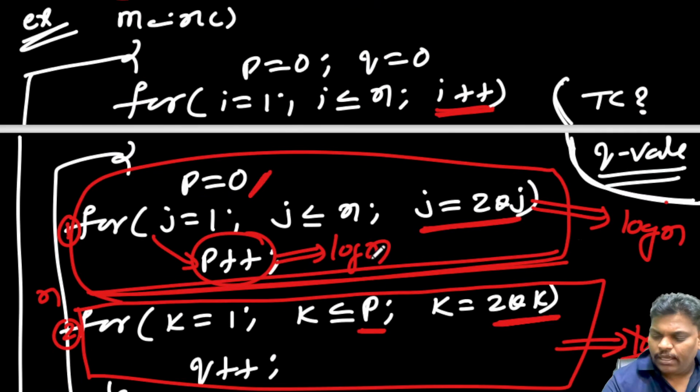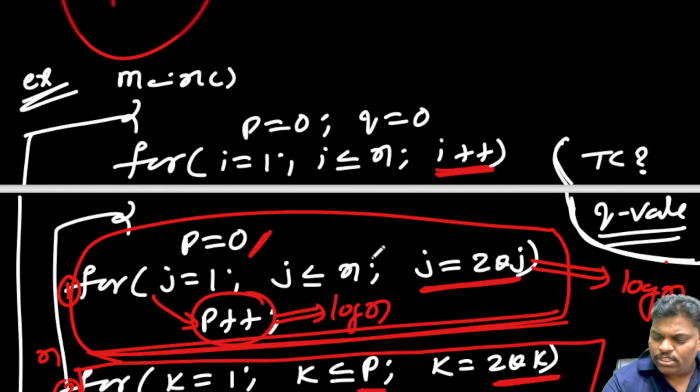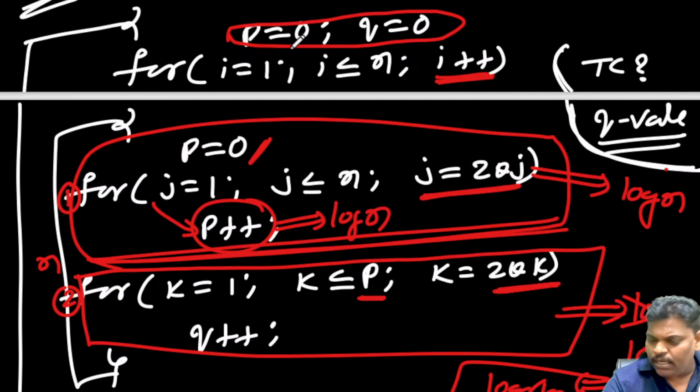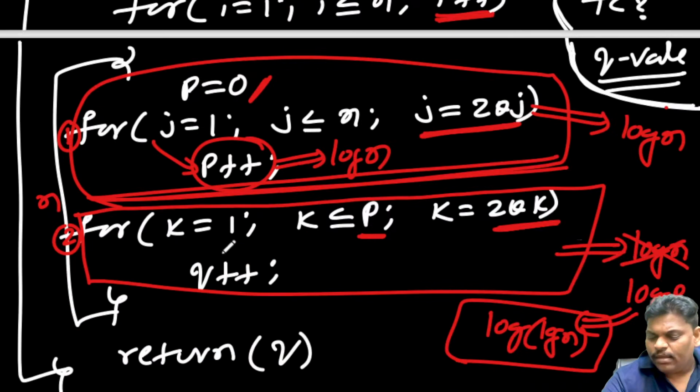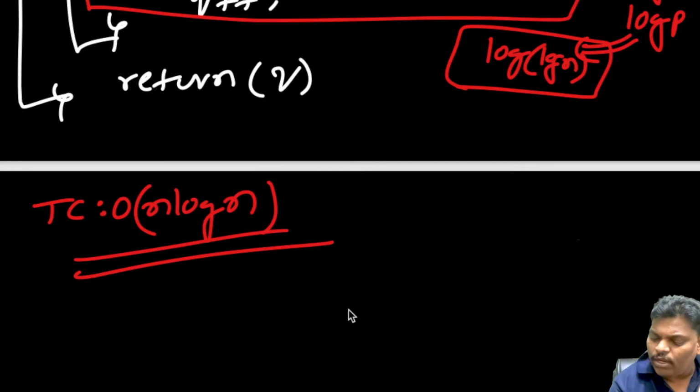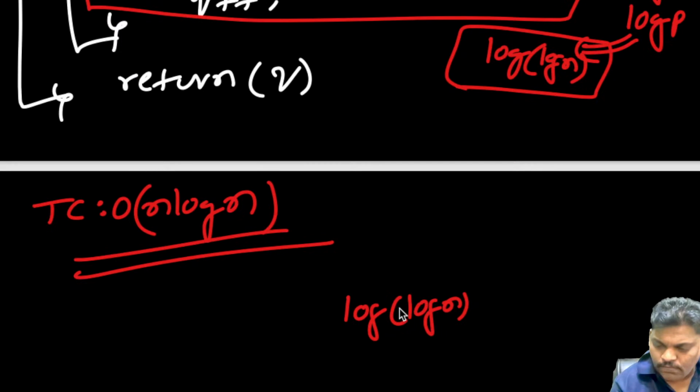Everyone listen, q value. Initially p value and q value are both 0. At the end of the j loop, p value becomes log n. At the end of the k loop, q value becomes log n, because the k loop is repeating log n times. Every time q will increment by 1. So first time q value becomes log n.